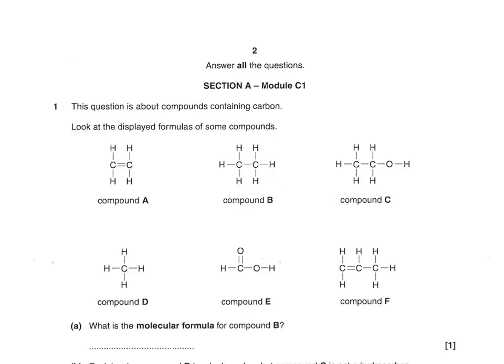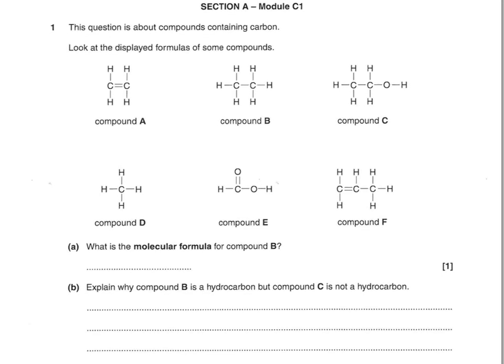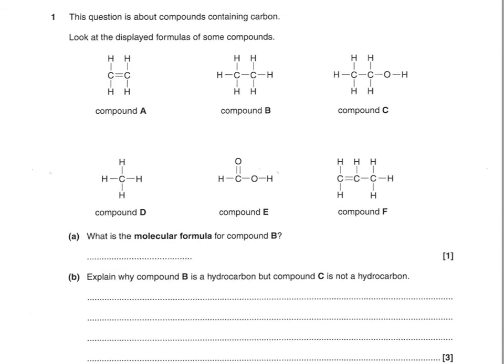This question is about compounds containing carbon. Look at the displayed formulas of some compounds. What is the molecular formula of compound B? So you've got to count how many C's there are, and then put how many there are, and then count how many H's there are, and then put how many there are. So there are 6 on there. But you must make sure you draw your numbers correctly.